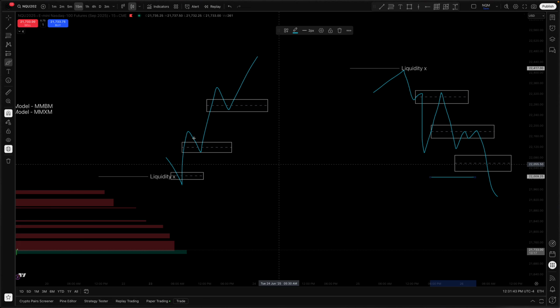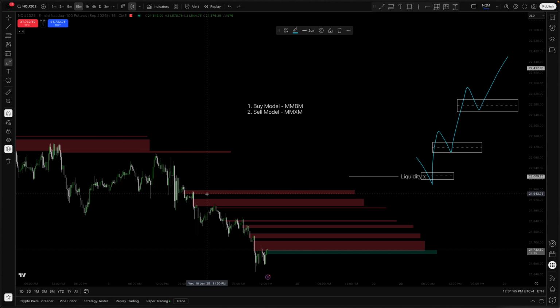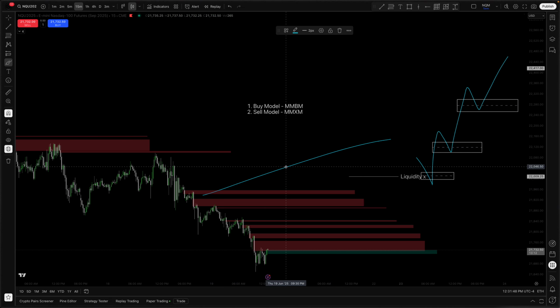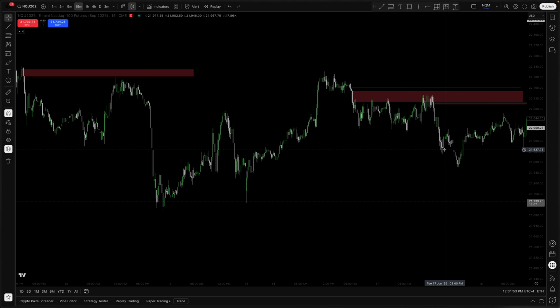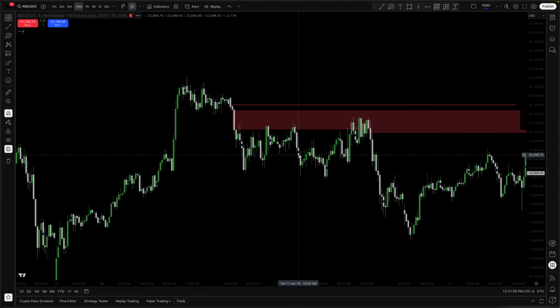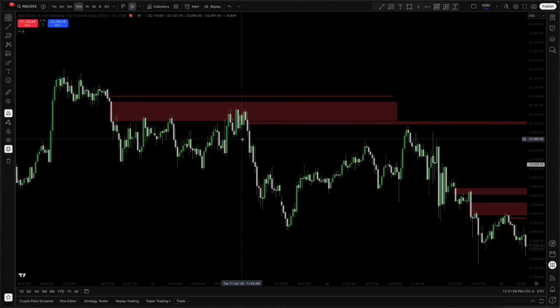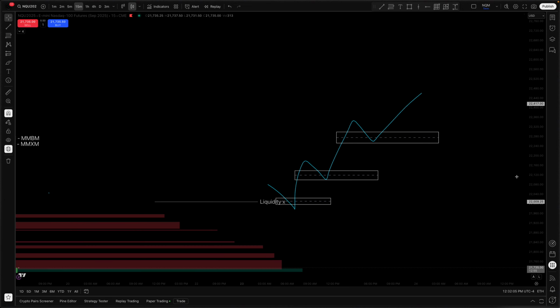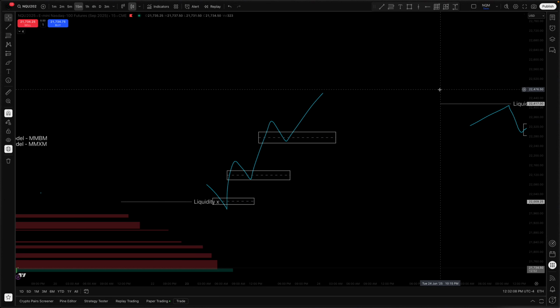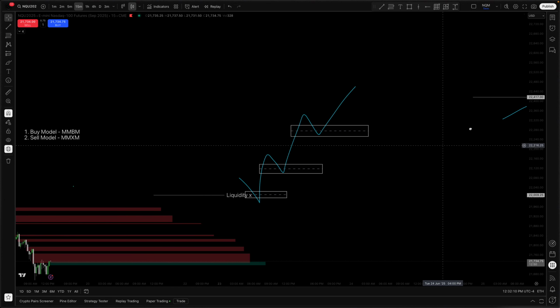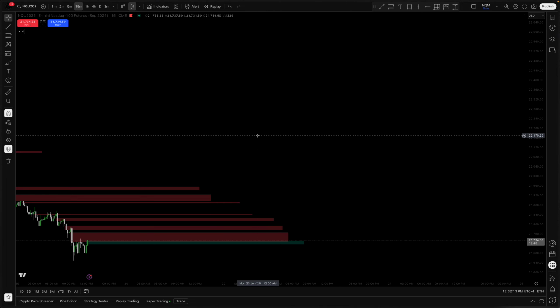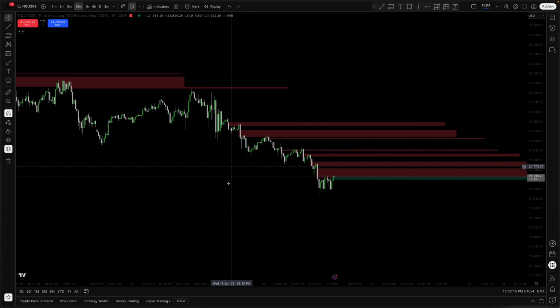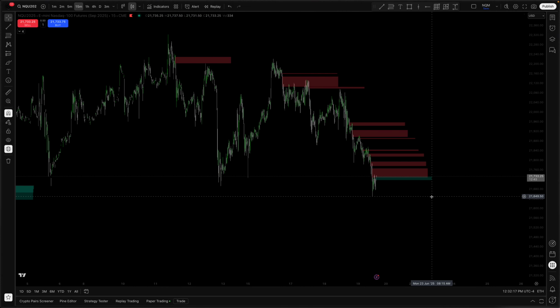But essentially what's going to happen is displacement. What is displacement? This is a displacement. This is a displacement. This is a displacement, right? It's going to come to the liquidity and it's going to displace. Anyway, just rewind and take a look at the gaps again, and I'm going to zoom out.